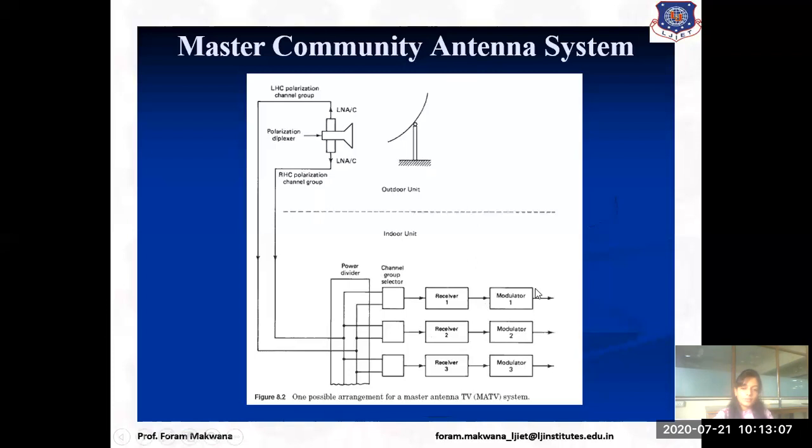And that signal is modulated, and we are able to see our audio and video on our TV system. So there is only one parabolic reflector, and there are multiple receivers, or you can say multiple set-top boxes, which are connected to the multiple TVs. This is the example of master antenna TV system.